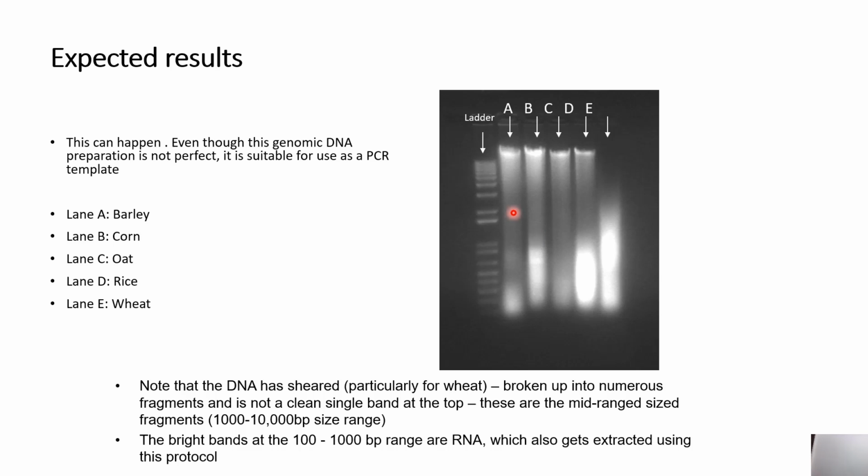Now, a smear like this can happen if the preparation is not perfect. That means the DNA started degrading. It's broken up into numerous fragments and is not a clean single band at the top. These are the mid-range size bands, and the bands at the lower range are probably RNA, which also gets extracted during this protocol. So if you have to separate RNA from DNA, you have to be very careful as well.